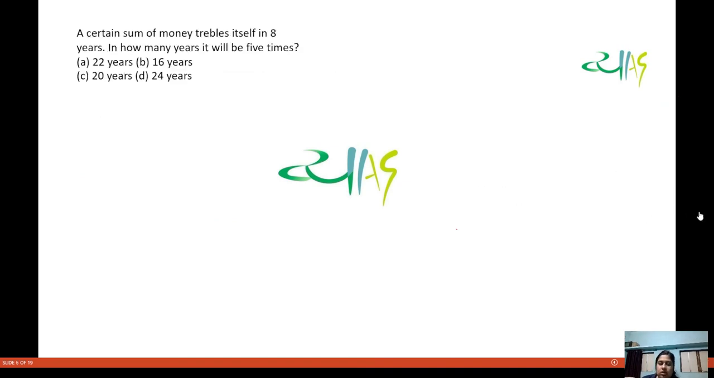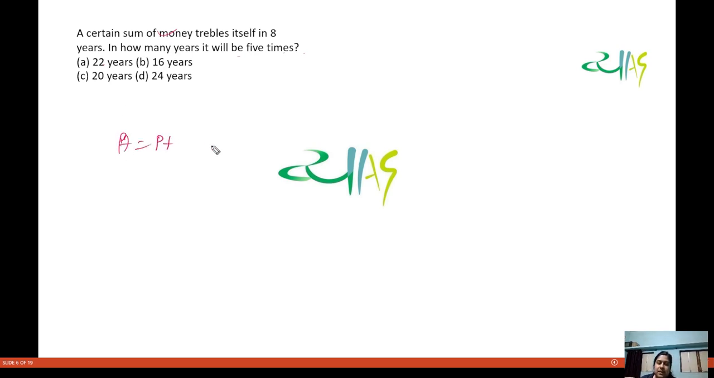Okay. Now look at this question. It is saying a certain sum of money treble itself in 8 years. In how many years will it be 5 times? Okay, so what it is saying, simple method. A sum of money treble itself in 8 years. So we can do what?